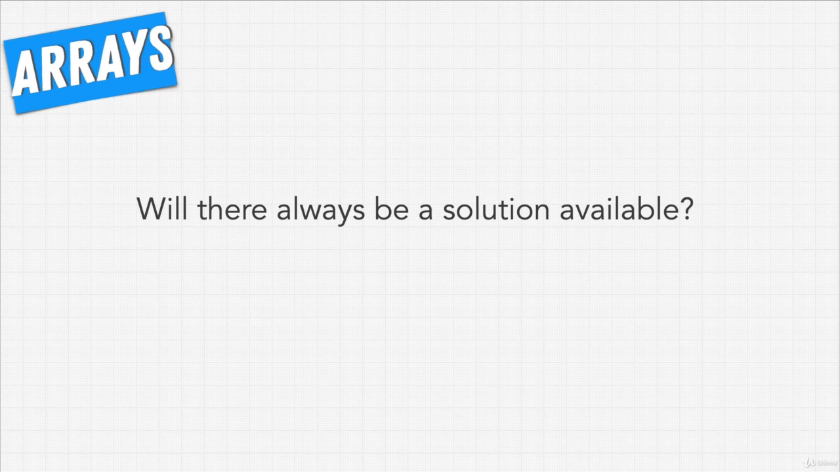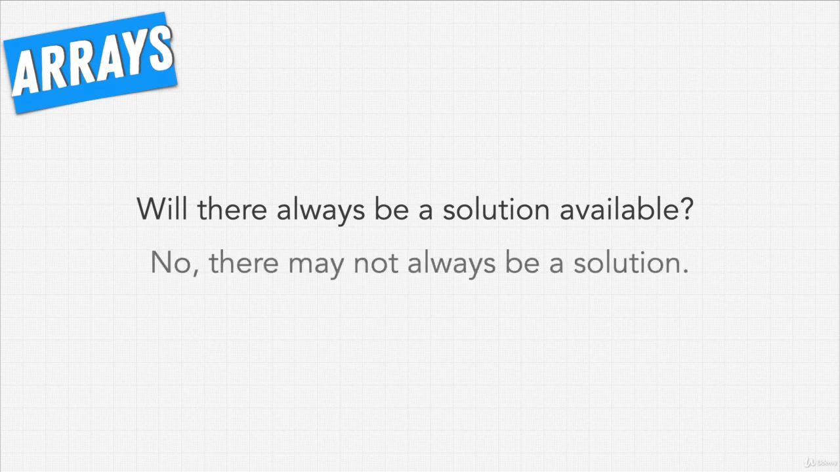Another good question that we want to ask is, will there always be a solution available? Meaning, given the array and the target, will we always be able to find two numbers in the array that will add up to this target? Here, the most common answer to this question is no. There may not always be a solution. So the code solution that we come up with needs to be able to figure out whether or not there actually exist two numbers in that array that add up to the target.